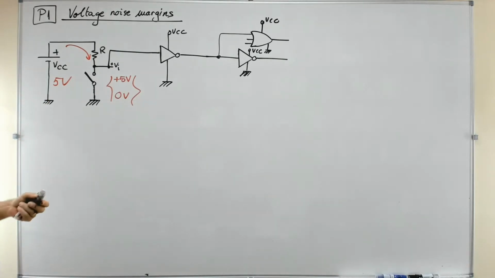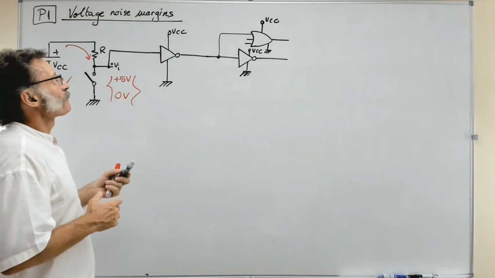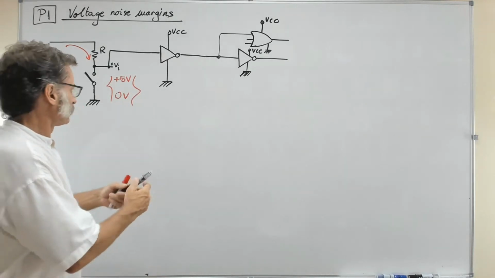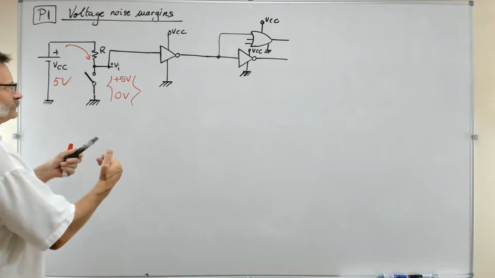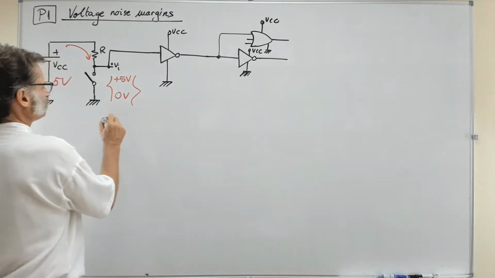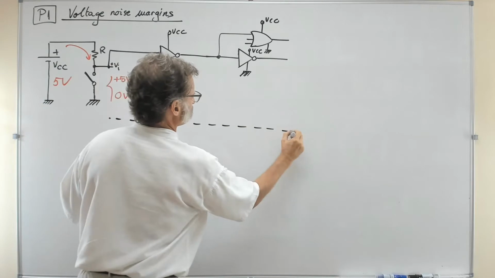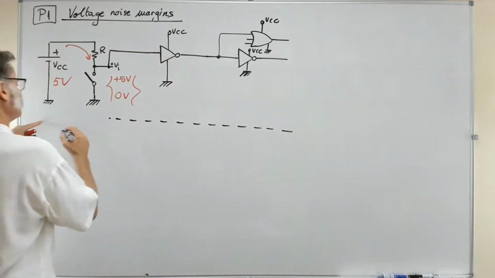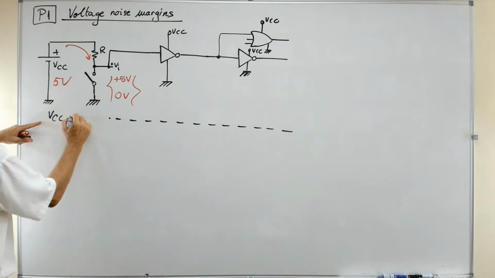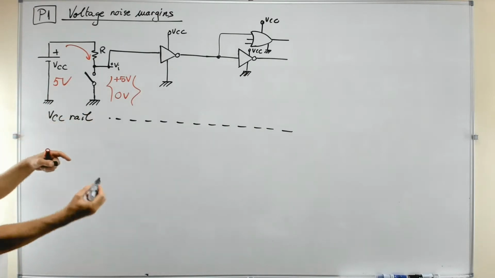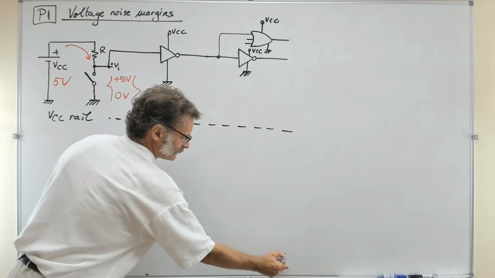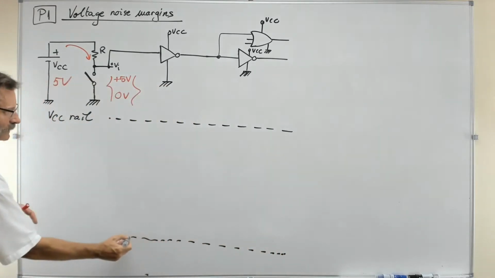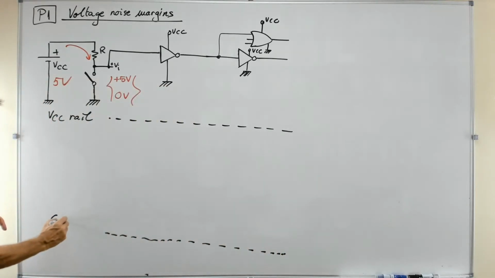Okay, so what I like to show you now? Well, the rails, okay, the rails, you may very well imagine that this is the top rail. This is what we call VCC rail, like the rail on the train, and down there you have the other rail. That's the ground potential rail. So that's the minimum voltage possible.